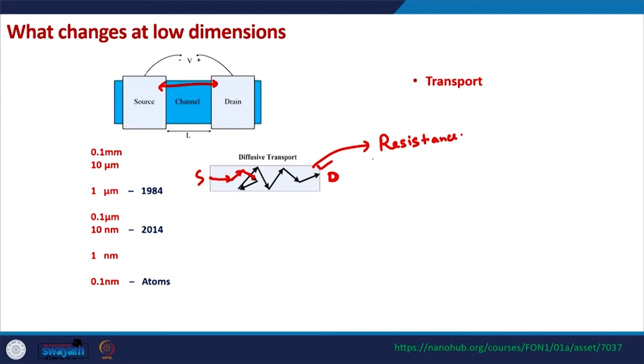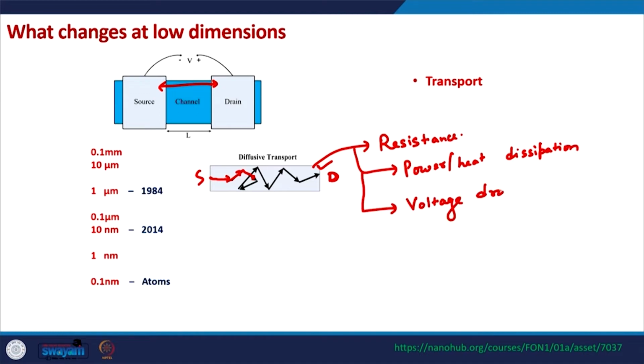And with resistance the power dissipation or the heat dissipation is also because of this, and even the voltage drop is closely related to the idea of resistance, because according to Ohm's law, V is equal to I times R. So with resistance R, the voltage drop can also be calculated.